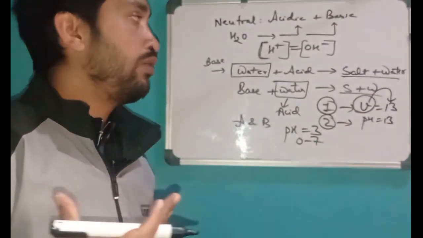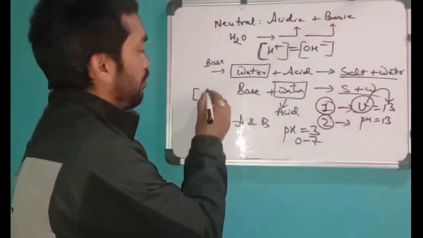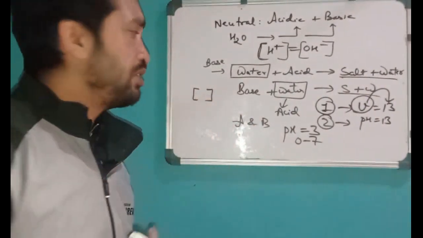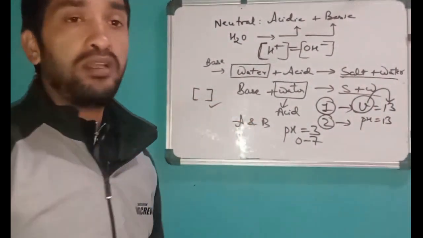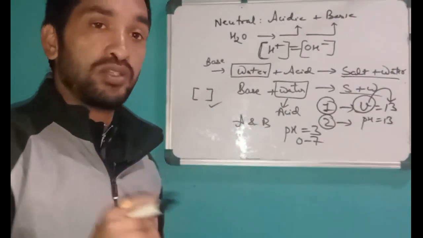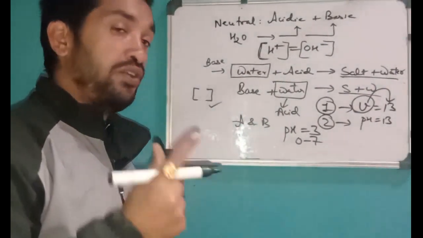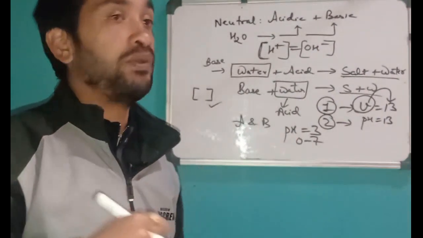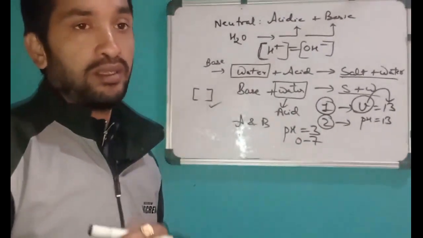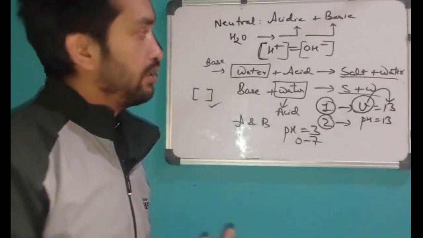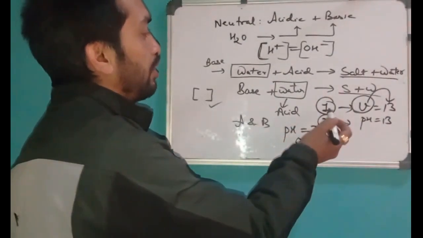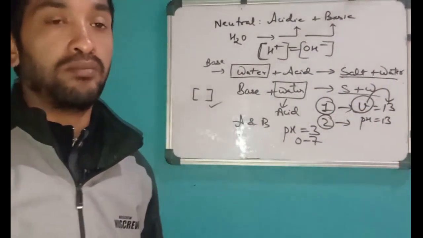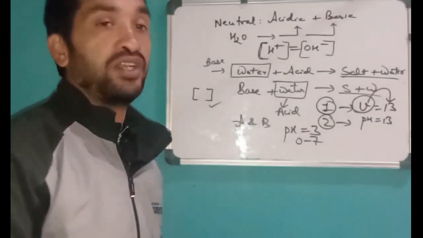You can also do the calculation if you know the concentration. If you know the concentration, then you can find the value by using the formula pH equal to minus log H plus ion concentration, and then you can take out the value of pOH also by using the formula pH plus pOH equal to 14. And suppose you have an indicator, then with the indicator you can link the color to the given number and you can easily find out whether it is acidic or basic.